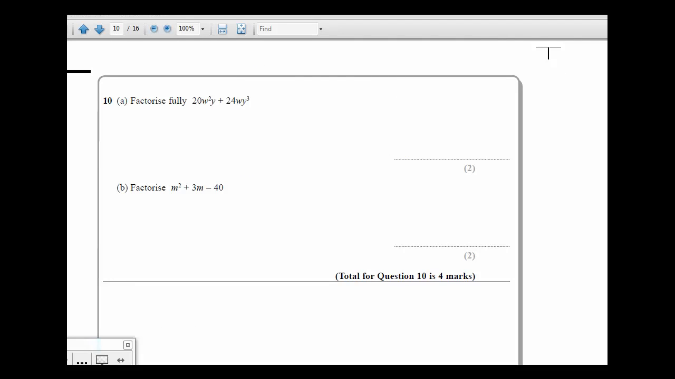Okay, so now I want to factorise fully 20w squared y plus 24wy cubed. So first I want the biggest number that goes into 20 and 24. Well, that's going to be 4. I want the biggest thing that goes into w squared and w. That's just w. And the biggest thing that goes into y and y cubed is just y. So I know what goes outside my brackets. I put in my single bracket.